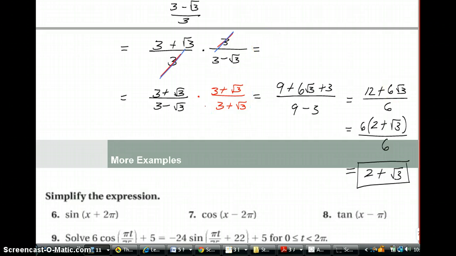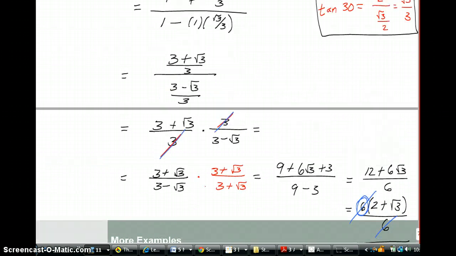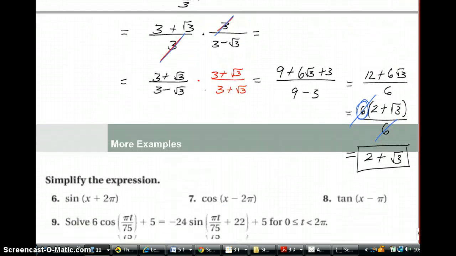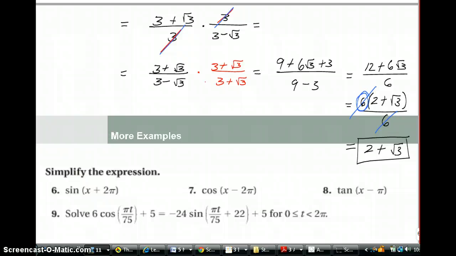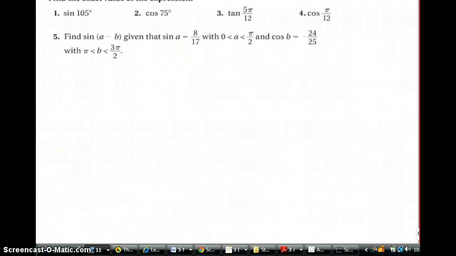After doing so, we will end up with this, and simplifying to that. In the numerator, then, we can factor out a GCF of 6, and those 6's will cancel, leaving us with 2 plus root 3. So the exact value of the tangent of 75 would be 2 plus root 3. Next, let's take a look at number 5.